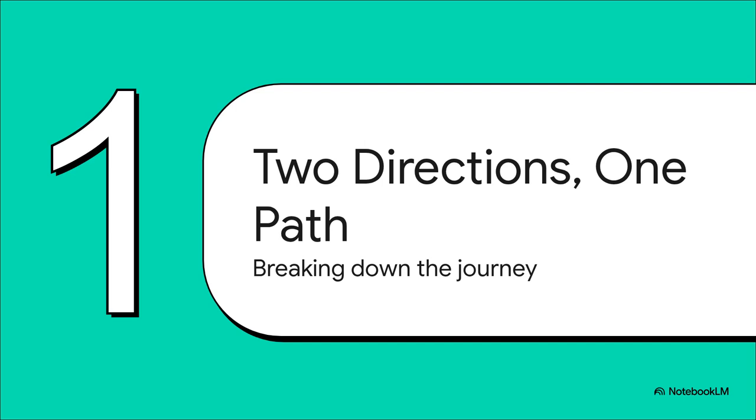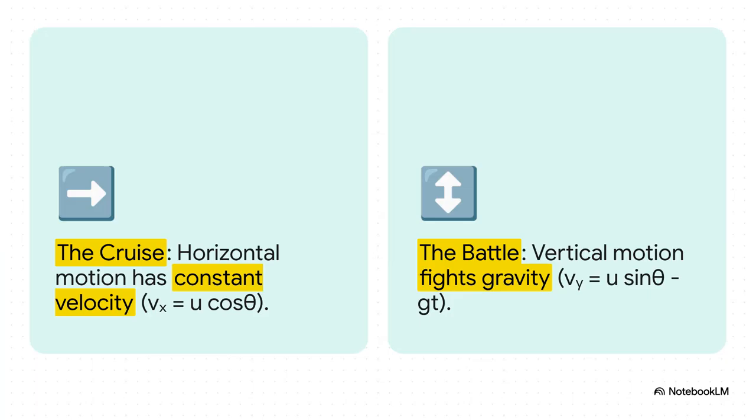Okay, so to understand the whole journey, the trick is to split it in two. You have to think of it like this. Any thrown object is basically living a double life. It's making two totally separate journeys at the exact same time. And this really breaks down that double life perfectly.